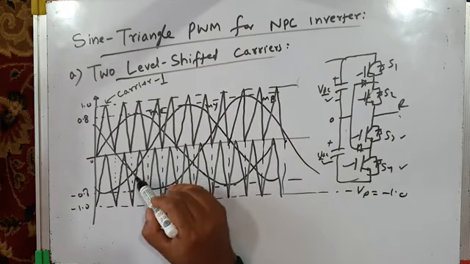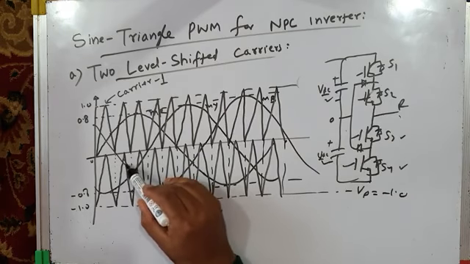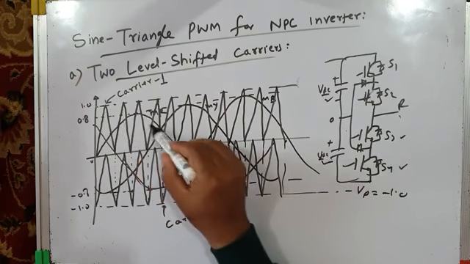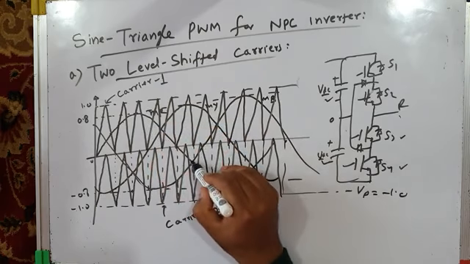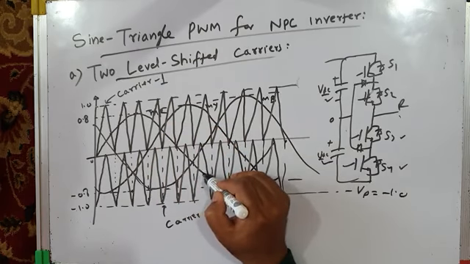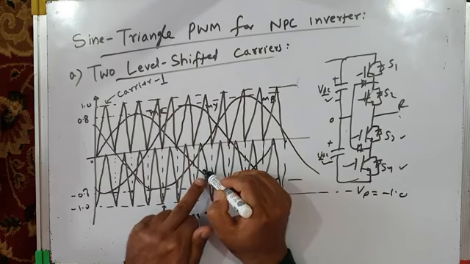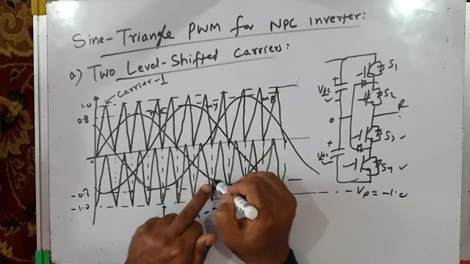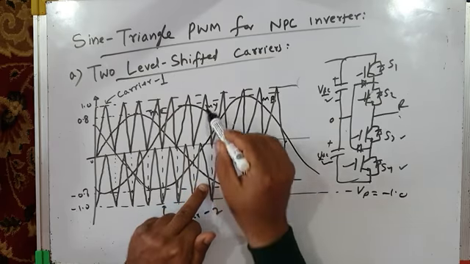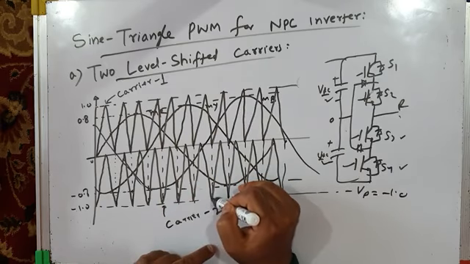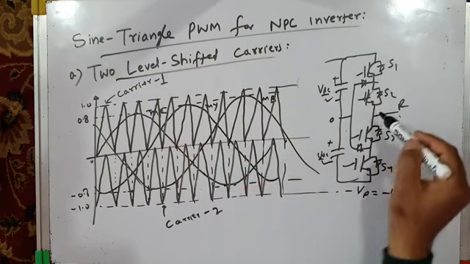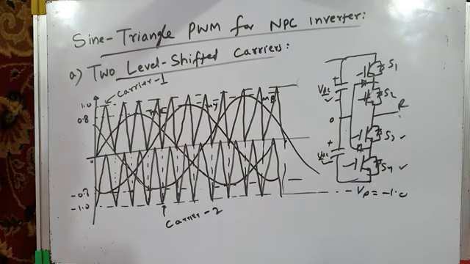Similarly, at this instant of time, my modulating wave MR, where is MR? Yeah, here. Here you can see it is less than carrier 1, but it is more than carrier 2 because carrier 2 is more negative. So it is more than carrier 2. So that will also again put the middle 2 switches on.